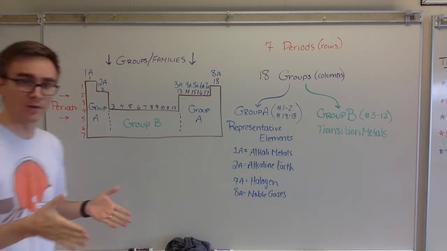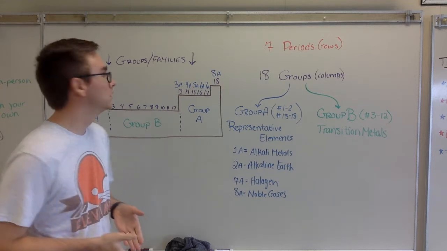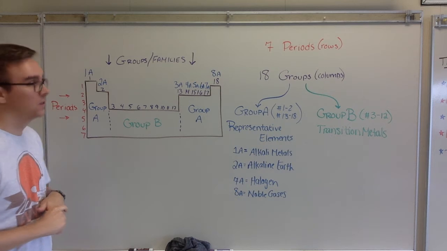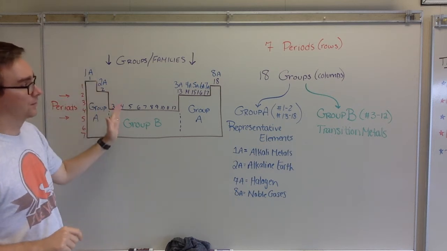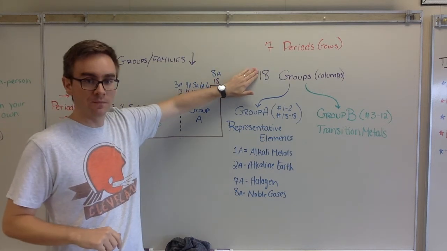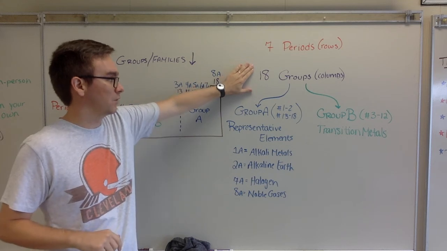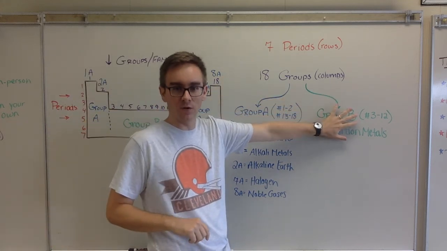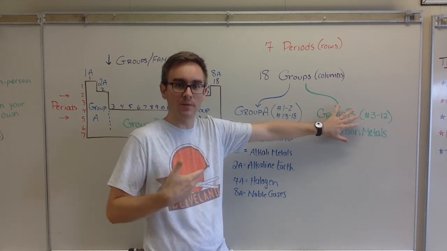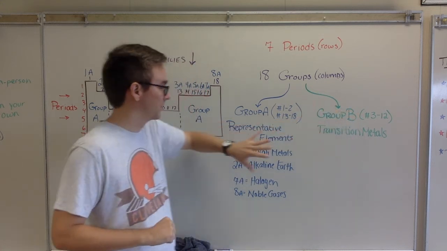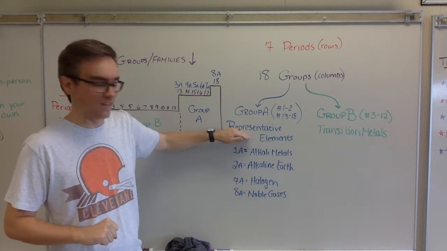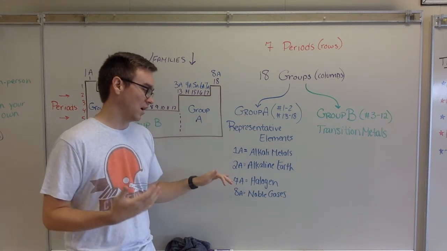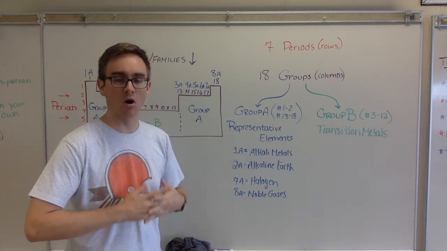Okay, so what are we recapping right here? All right, things we need to know. Periods go this way. There are 7 of them. Groups go up and down. There's 18 of them, and those 18 are broken into Group A and Group B. Group B we're not going to focus so much on. Their chemistry is a little bit more advanced than we're going to be going in here. Group A, the representative elements, include things like alkali metals, alkaline earth, halogens, and noble gases.